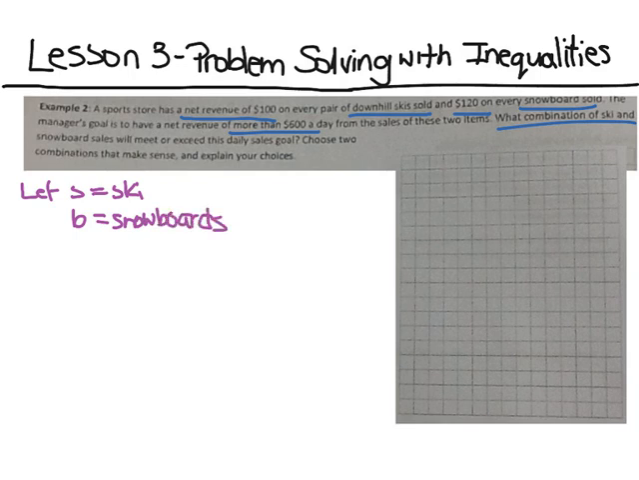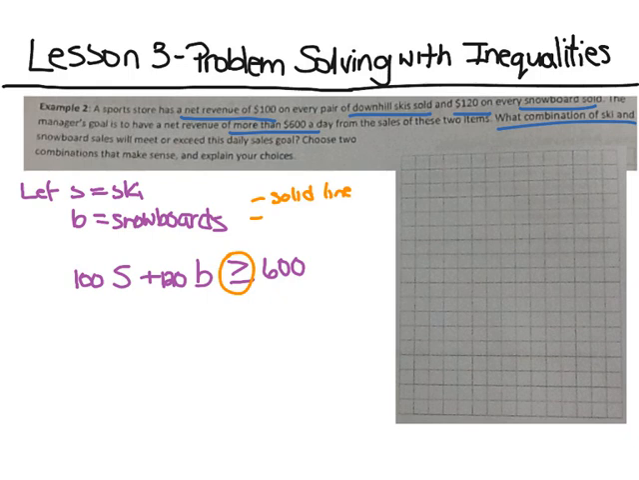So we know that when we add them together, so S plus B, we want to have a greater than or equal to income of $600. We know that skis, you make $100, and snowboards, you make $120. So $100 times however many skis you sell, plus $120 times however many boards you sell, is greater than or equal to $600. So we know that it's going to have a solid line, and because we can't sell half of a ski or half of a snowboard, we know it's discrete, so it's going to have stippling.